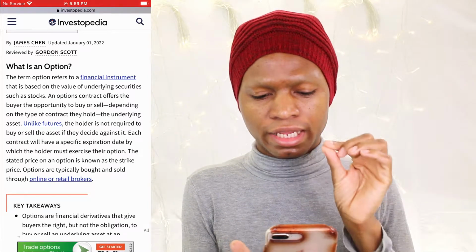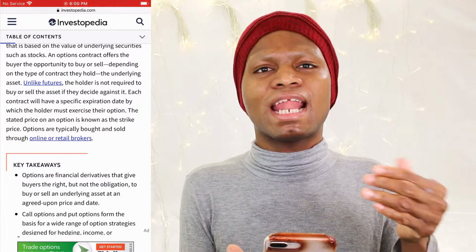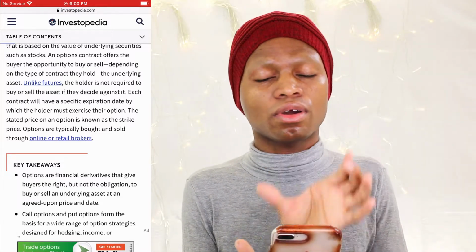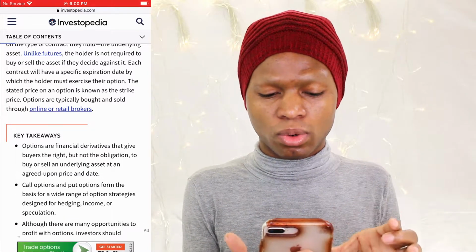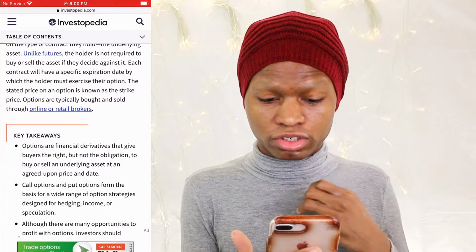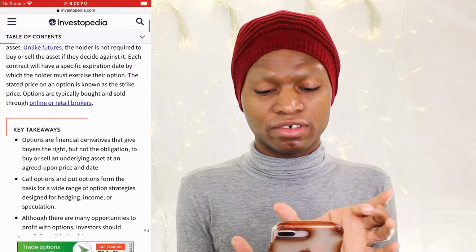That's what it means. Now, each contract has an expiration date. Unlike stocks that don't have expiration dates, option contracts do have an expiration date, and they are typically sold and bought through online retail brokerage accounts or brokerage.